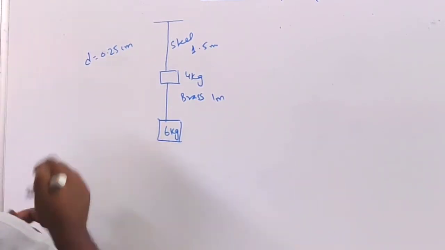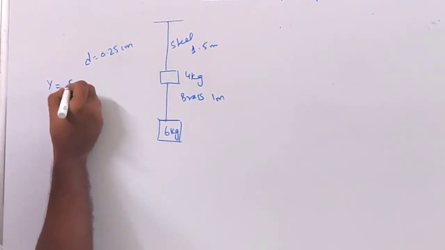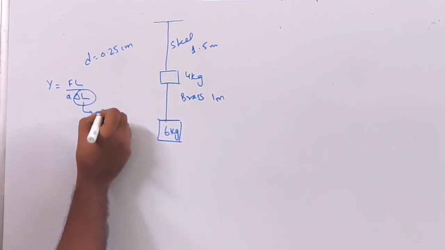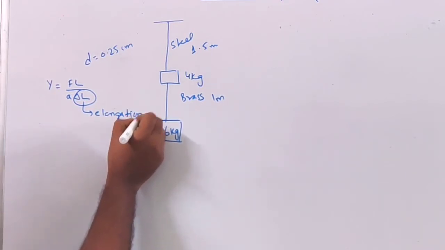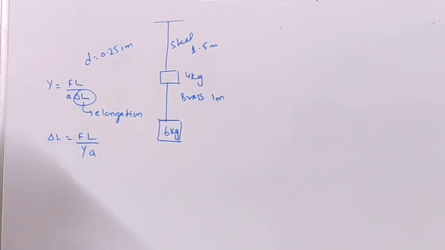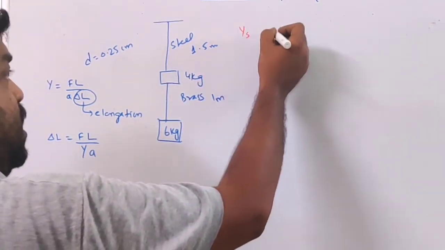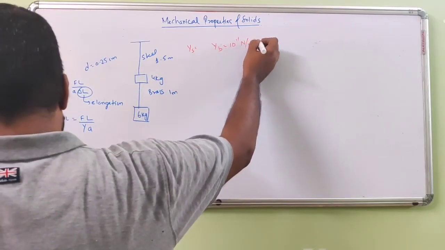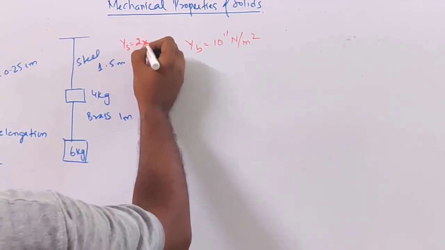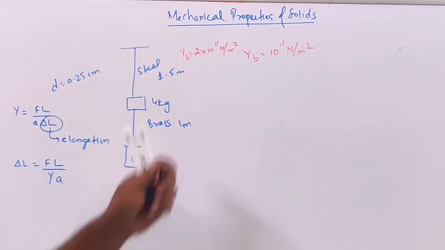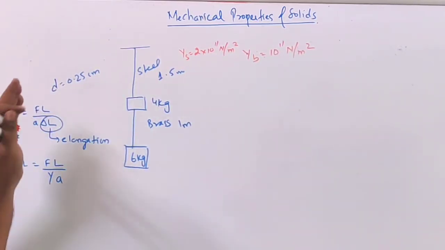Okay. See, first of all, the basic formula is Y is equal to FL by A delta L, where delta L is the elongation. So delta L is equal to FL by YA. Now basically, to solve this question, you need the Young's modulus of steel and the Young's modulus of brass. For brass it is 10 power 11 Newton per meter square. For steel, it is 2 into 10 power 11 Newton per meter square. Okay. So Young's modulus is known, length is known, diameter is known.